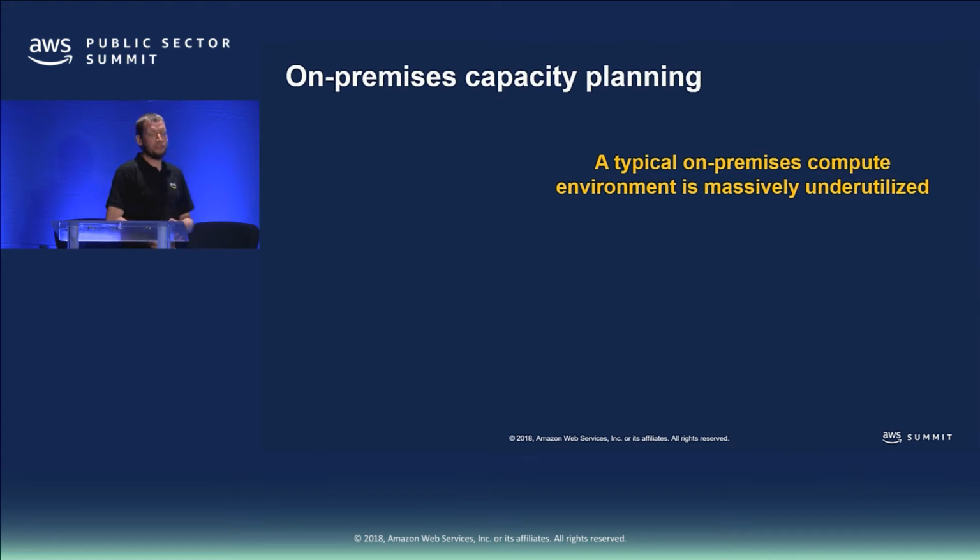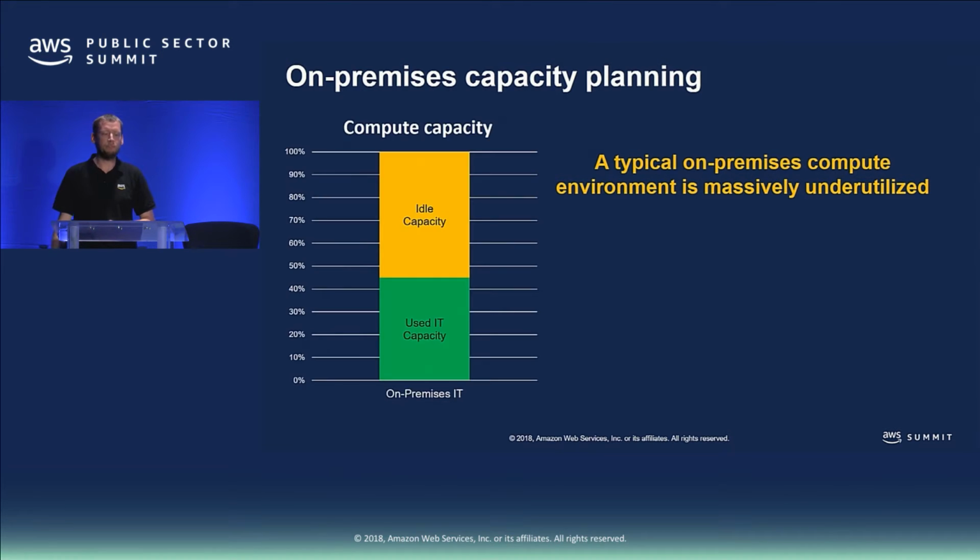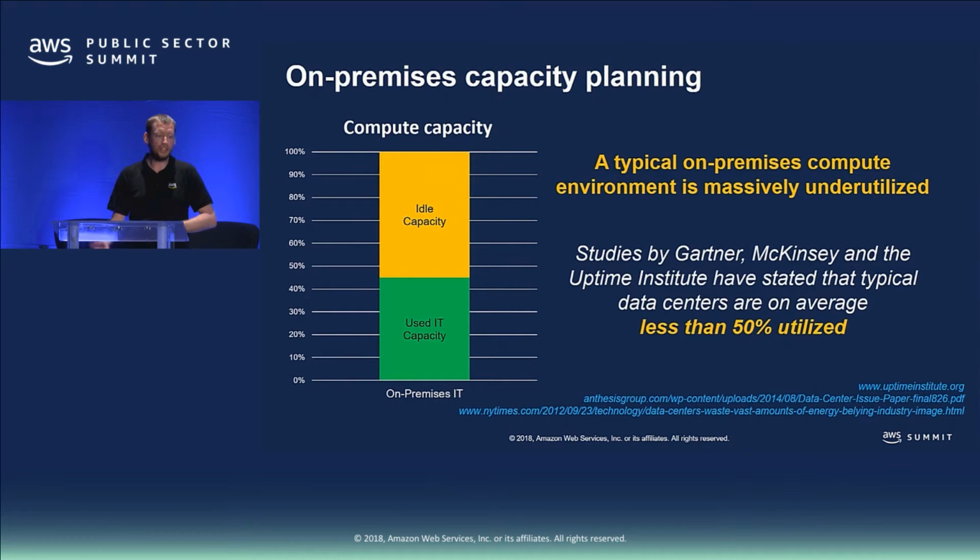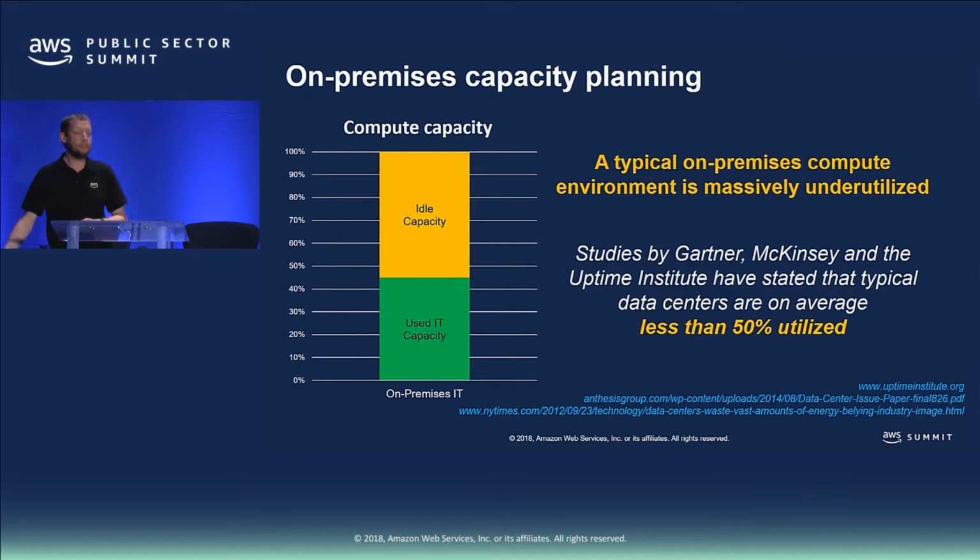Okay. So, on-premises capacity planning. It's not just us saying this. There have been studies that have said that on-premises compute environment is typically massively underutilized, to the extent that around 50% of infrastructure can be wasted. Now, those figures will depend on your organization and how hard you drive that. But in essence, these are studies by people like Gartner, McKinsey, Upside Institute, all of which state that you have a lot of unused capacity within the data centers.